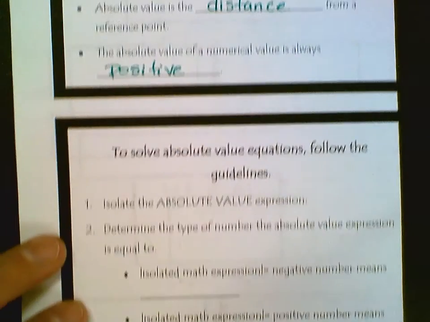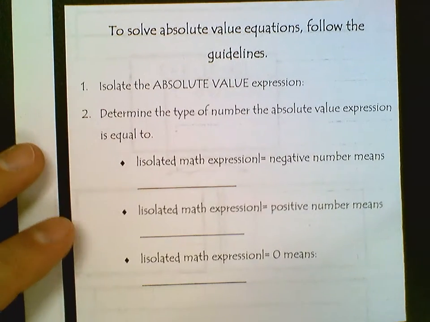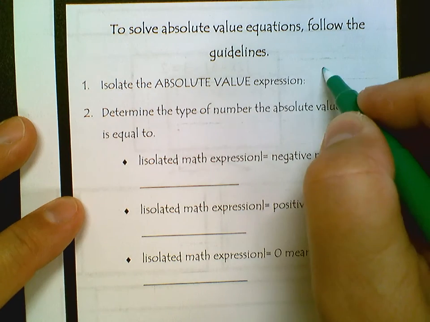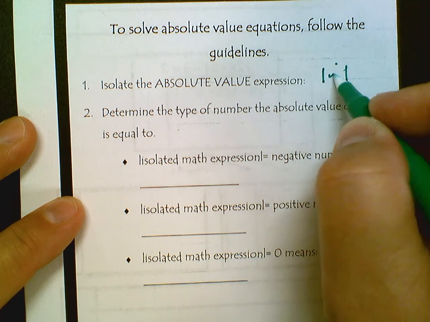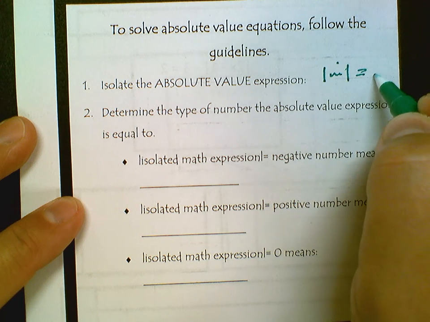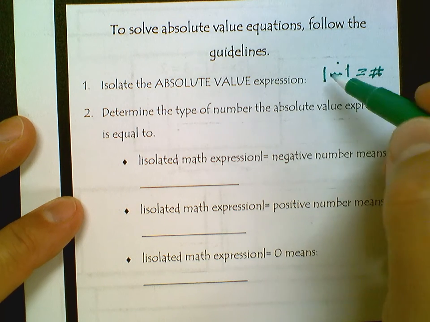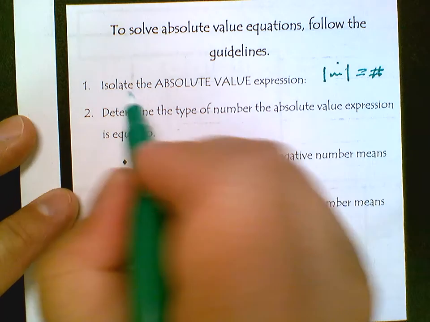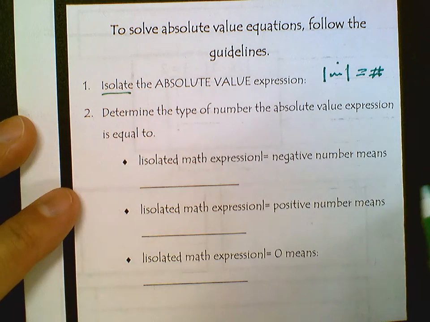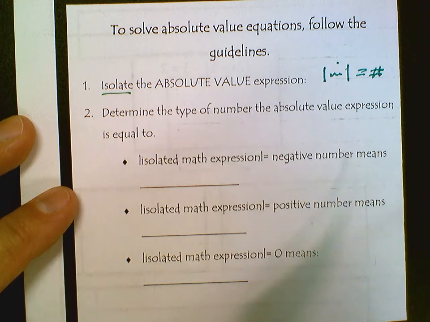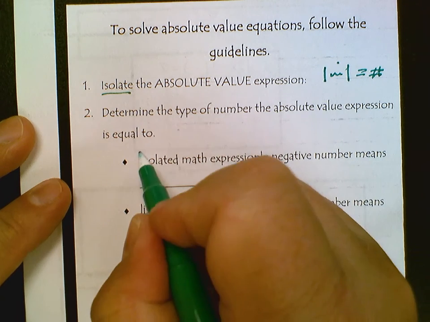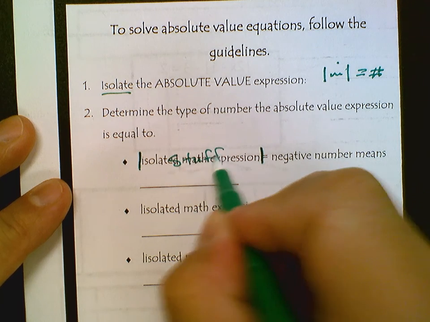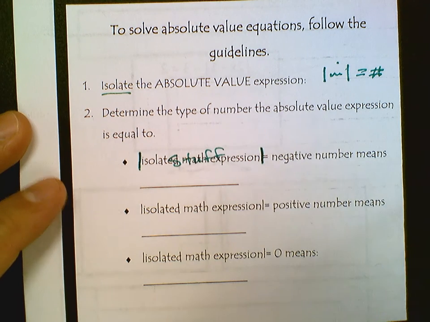Now, the steps for solving an absolute value equation is to isolate the absolute value expression. So you would have the absolute value of some stuff equals a number, but it's not going to have anything on the outside of the absolute value bars. That's what isolate means. Then we talk about the possibilities. The isolated math expression is some stuff.